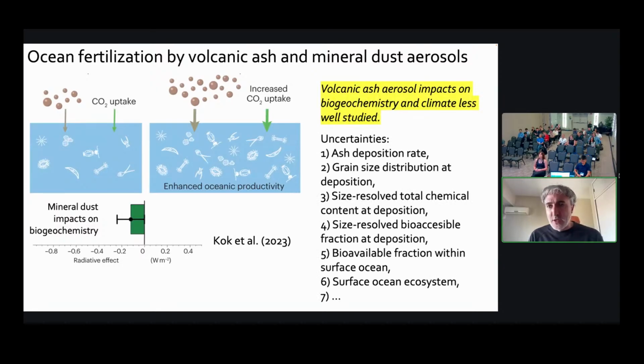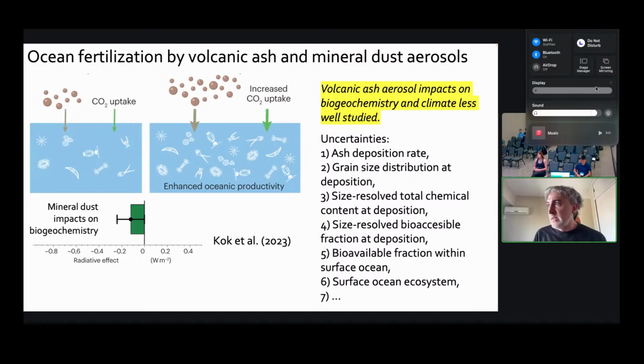For volcanic ash aerosols, the effect might be similar, and there are also many uncertainties, including the deposition rate of volcanic ash aerosols in the ocean, grain size distribution at deposition, the chemical composition of the ash, and the potential for the presence of micronutrients, how bioaccessible these nutrients are, and of course, the ecosystem of the surface ocean that will also control these effects, among other uncertainties.